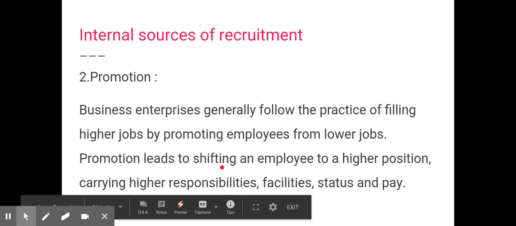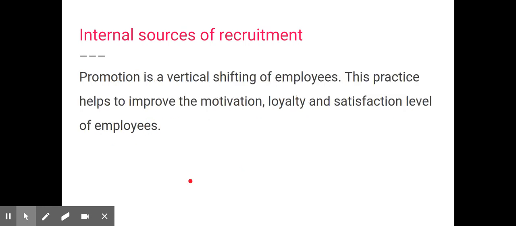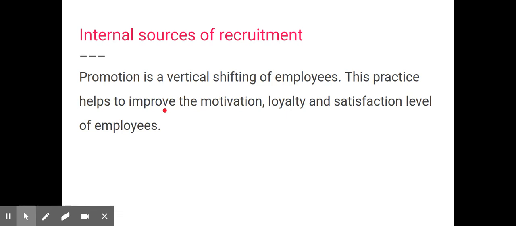Promotion leads to shifting an employee to a higher position, which carries higher responsibilities than the previous one. Facilities will be more, status will be more, and pay will be more in case of promotion. So promotion is a vertical shifting of employees. This practice will improve motivation, and it will improve the loyalty and satisfaction level of the employees. If the employees think that they will be promoted, then they will work for the benefit of the organization, and for their individual benefit also, to get promoted to the next level.